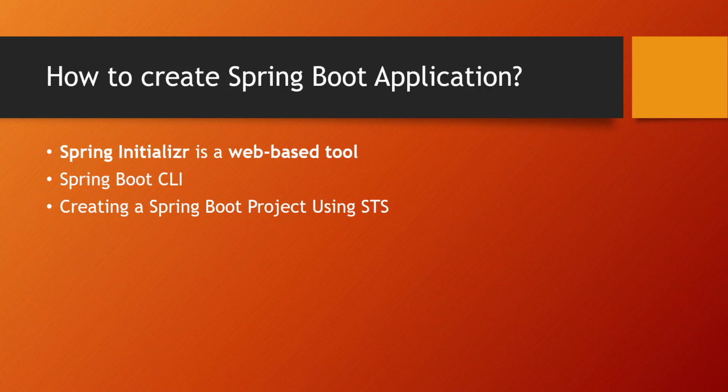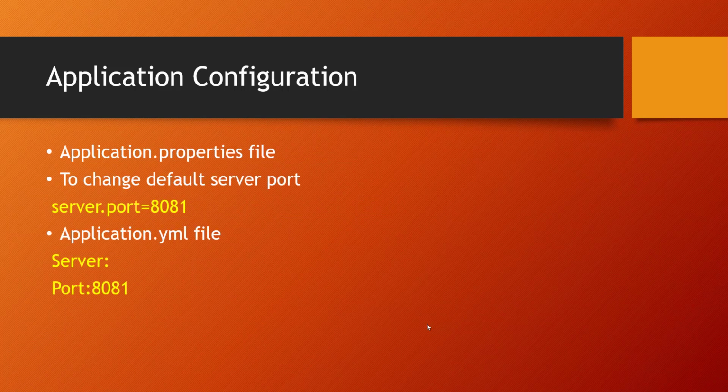Then we will see how to create the Spring Boot application. There are different ways of creating a Spring Boot application. First is the Spring Initializer, a web-based tool using which we can create the Spring Boot application. Another is the Spring Boot CLI, the command line interface, by using which you can also create the Spring Boot application. The third one is creating a Spring Boot project by using the STS. So we will see here how to create the project and how to do the configuration in the Spring Boot application.